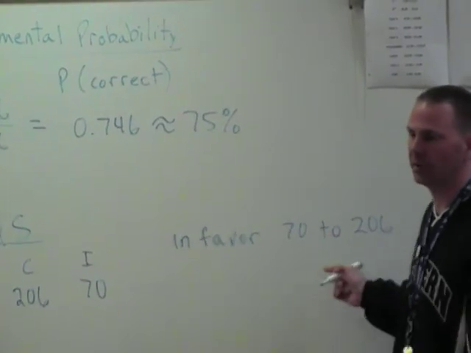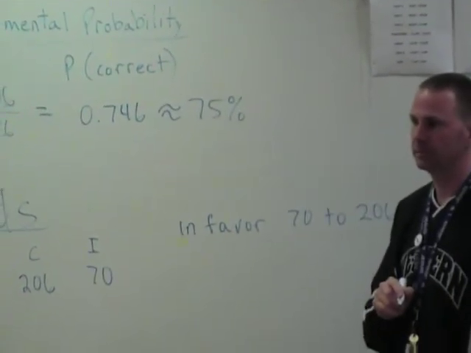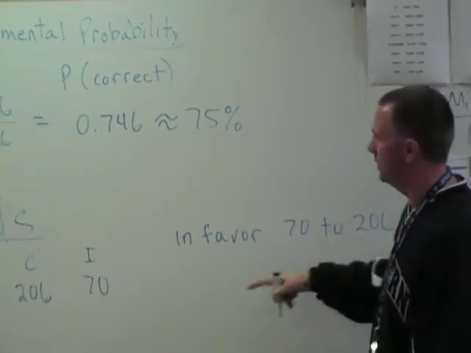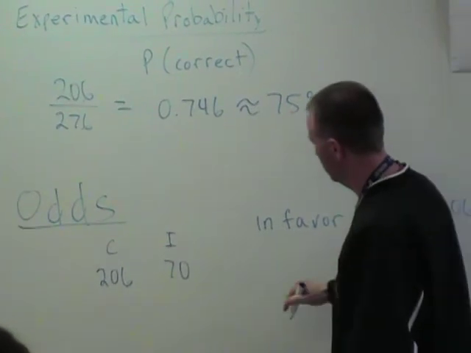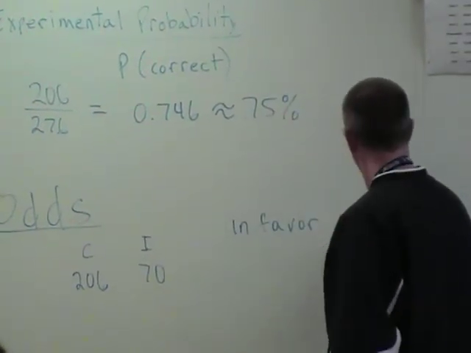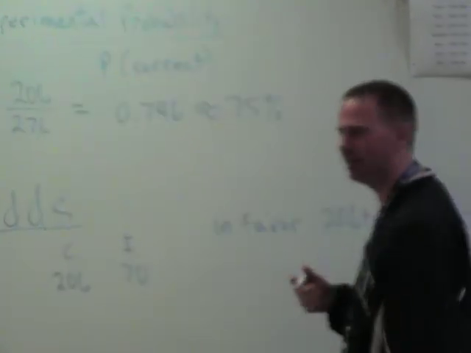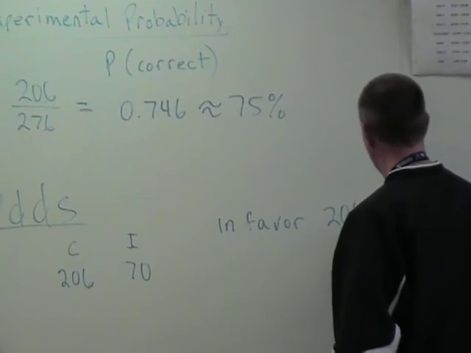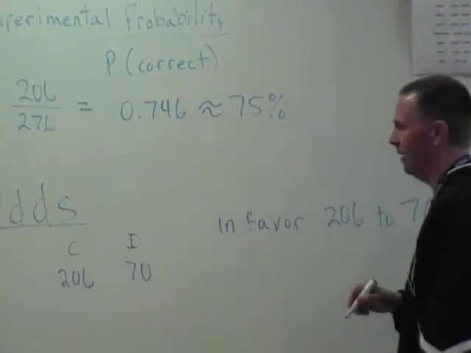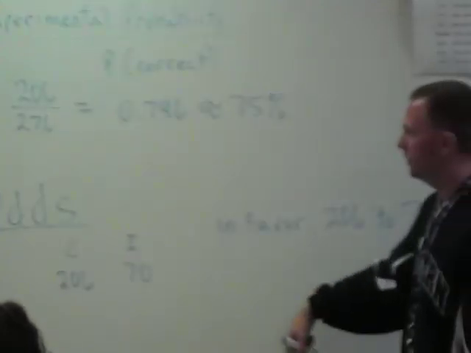What's the difference between this and that one? Oh, I'm sorry. Mistake. 206. I caught it. There. Now, tell me the difference between this one and this up here.